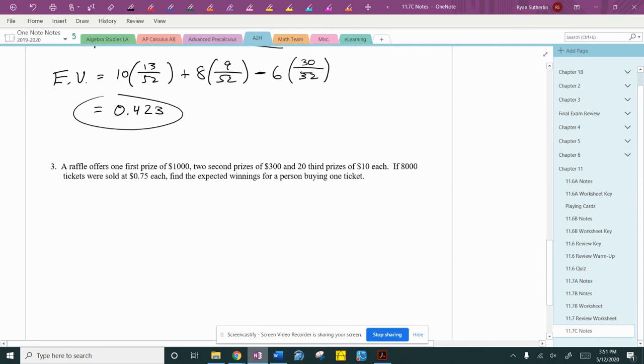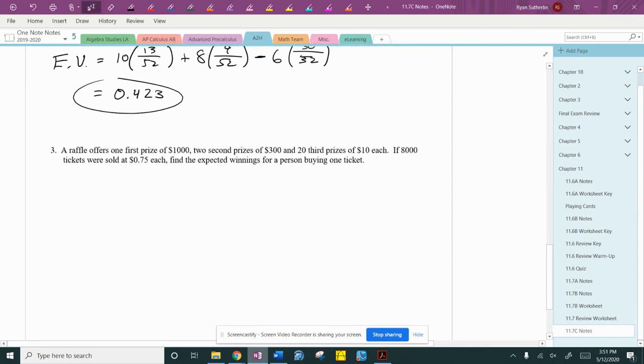Number 3. This is another raffle one. So based on what we did with the first example, why don't you go ahead and pause the video, try this problem, and come back and see how you did. All right, here, let's see what we have. A raffle offers 1 first prize for $1,000, 2 second prizes of $300, 20 third place prizes of $10 each. If 8,000 tickets were sold at 75 cents each, find the expected winnings for a person buying the ticket.